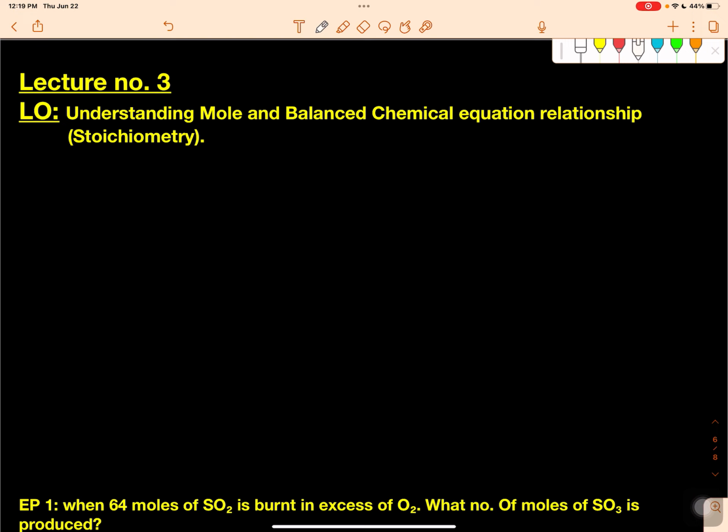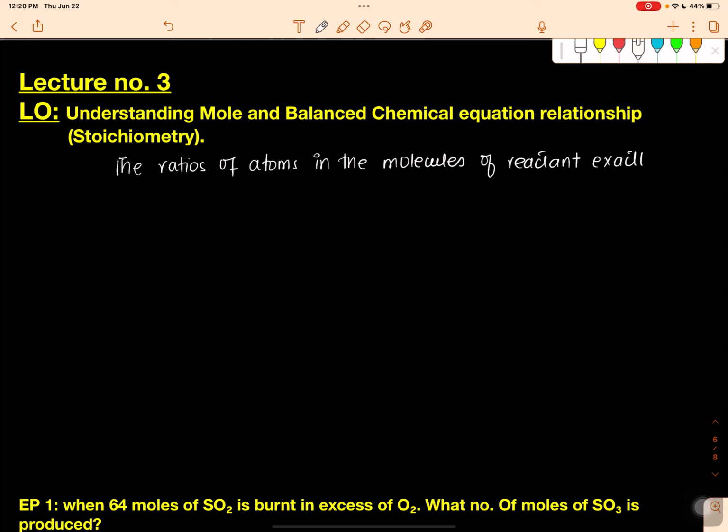When we look at the balanced chemical equation, it basically talks about the ratios of atoms in the molecules of reactants, which exactly balance the ratio of atoms in the molecules of products.